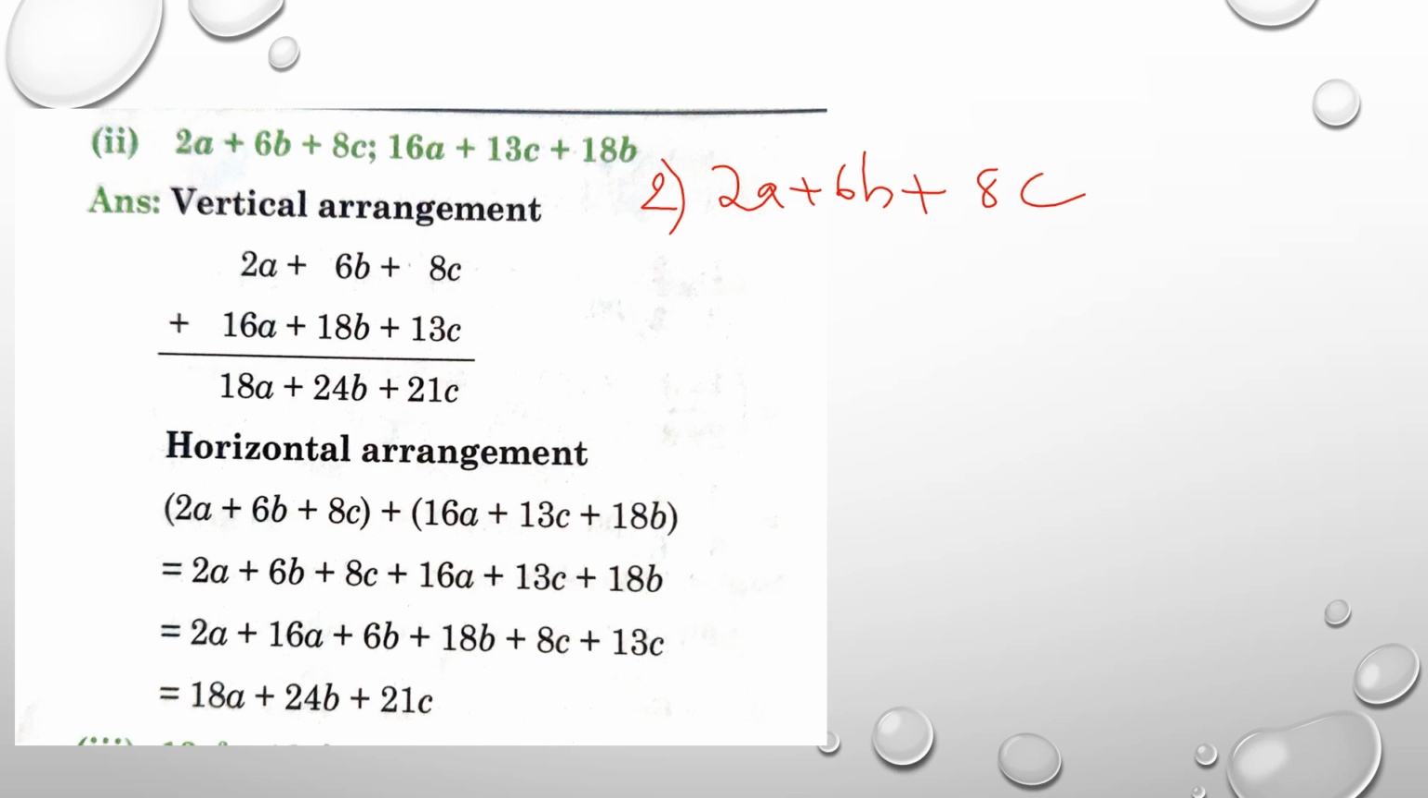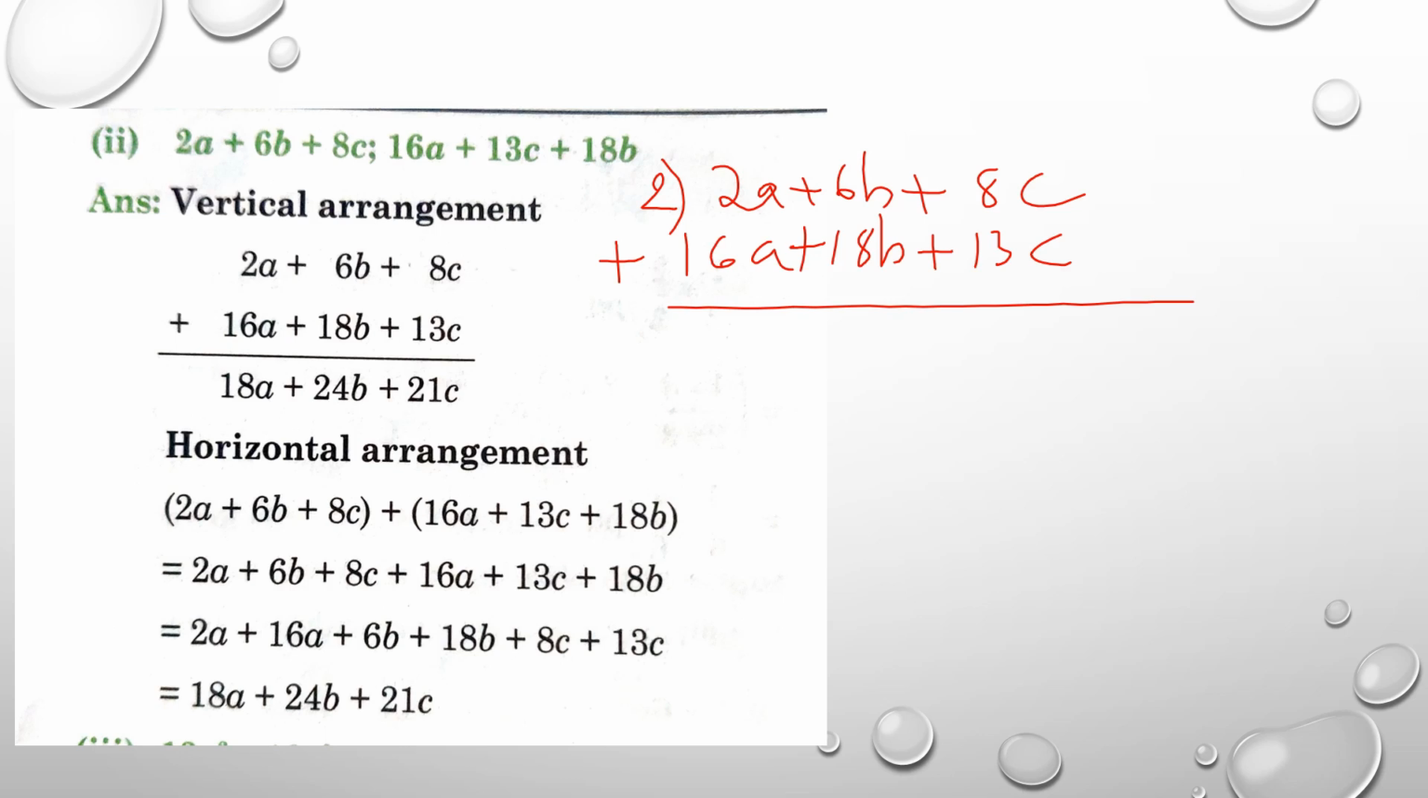So first, where 16a is written, you have to add the like terms together. Then where 8c is written, there you have to write plus 13c. And where 6b is written, there you have to write 18b. First you have to arrange the terms properly, and then you have to add them.